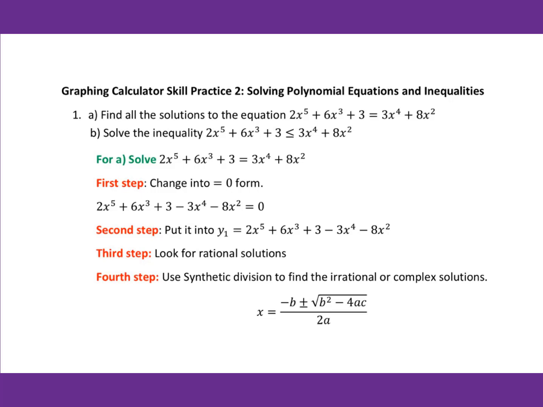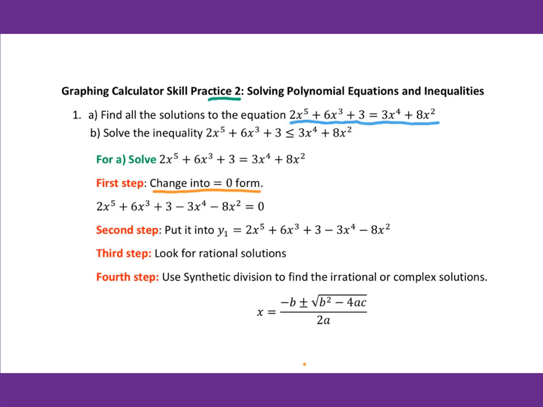This video is about Graphing Calculator Skill Practice 2. Using Graphing Calculator solving polynomial equations and inequalities. Find all solutions to the equation 2x fifth power plus 6x third power plus 3 equals 3x fourth power plus 8x squared. Here's the steps for solving this polynomial function.